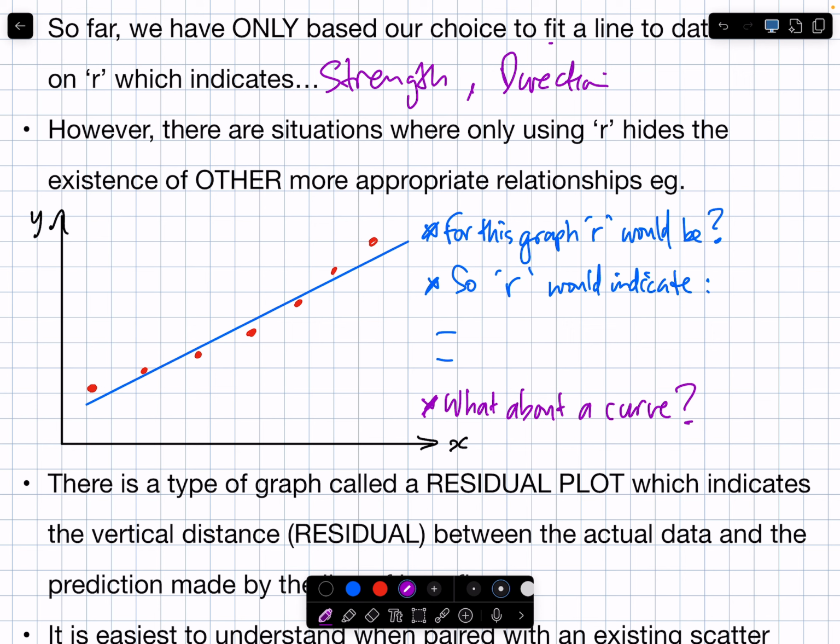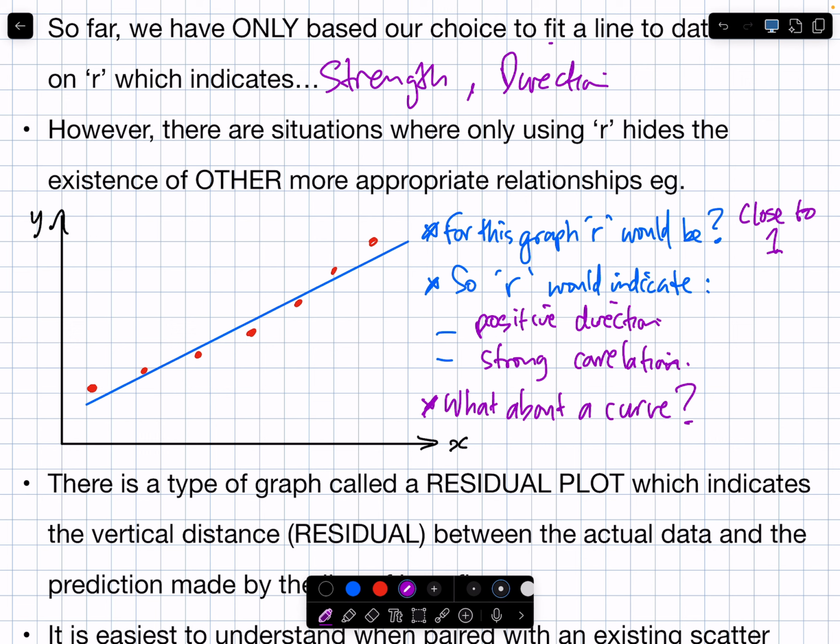So if I was to look at that, I don't need the exact number, but what would R be? Would it be close to 1? Would it be pretty high? Close to 1? So if it was close to 1, that would indicate a positive direction and a strong correlation. That is all I have taught you so far. We haven't said anything wrong there.